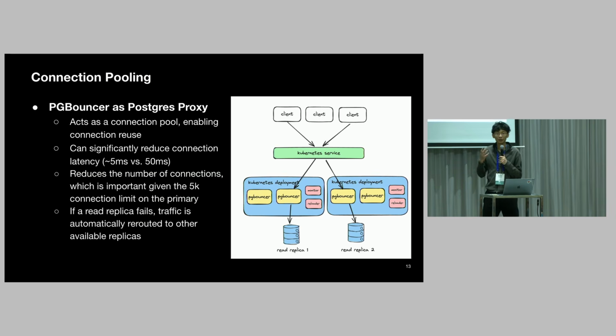And also, if a replica fails, the traffic will be automatically routed to other replicas. This is done in the proxy layer. So the proxy is responsible for that.